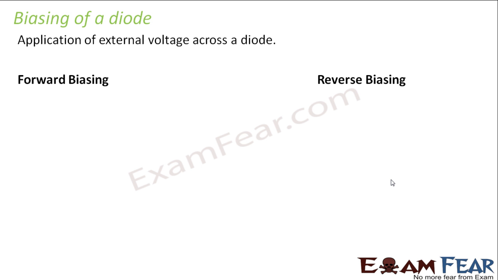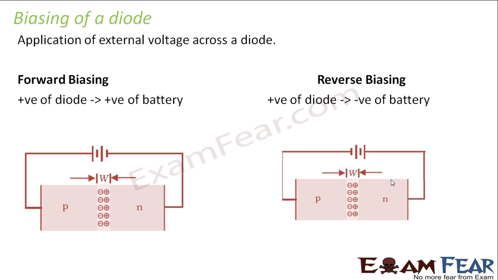Now there are two kinds of biasing of a diode. One is called forward biasing and the other one is reverse biasing. So what is forward biasing? When the positive of the diode is connected to the positive terminal of the battery, we say that the diode is forward biased. Let us suppose this is the diode, this is my p-n junction. So this is positive, this is negative. The positive of the diode is connected to the positive terminal, and the negative of the diode is connected to the negative terminal. So this is forward biasing.